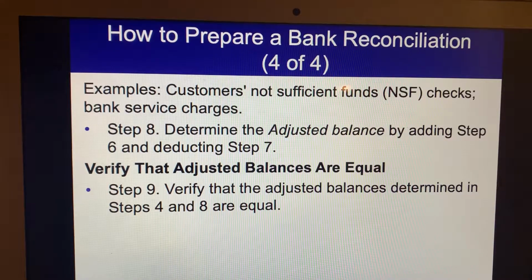Step 8, determine the adjusted balance by adding step 6 and deducting step 7. Verify that adjusted balances are equal, which is step 9. Verify that the adjusted balances determined in step 4 and 8 are equal.